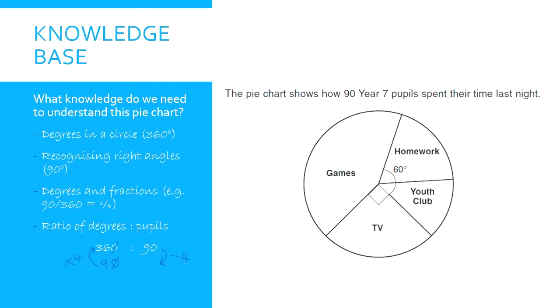In other words, what is 1/4 of 90? Well, I know that half of 90 is 45, and then half of 45 is going to be roughly, well, half of 40 is 20, half of 5 is 2.5, so I'd be looking at 22.5 pupils, like so.